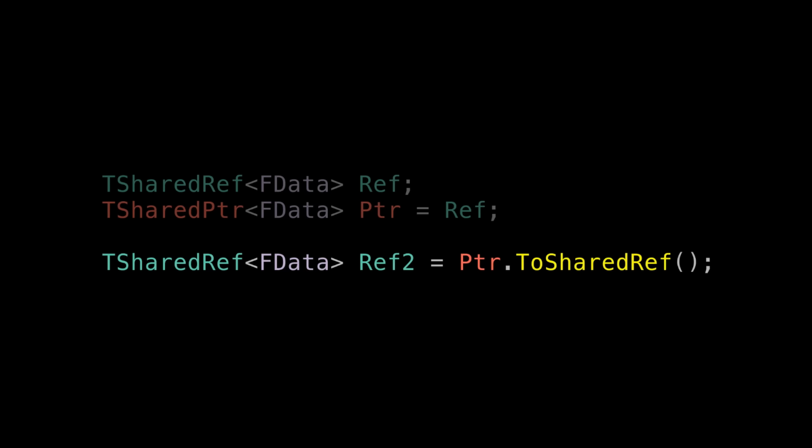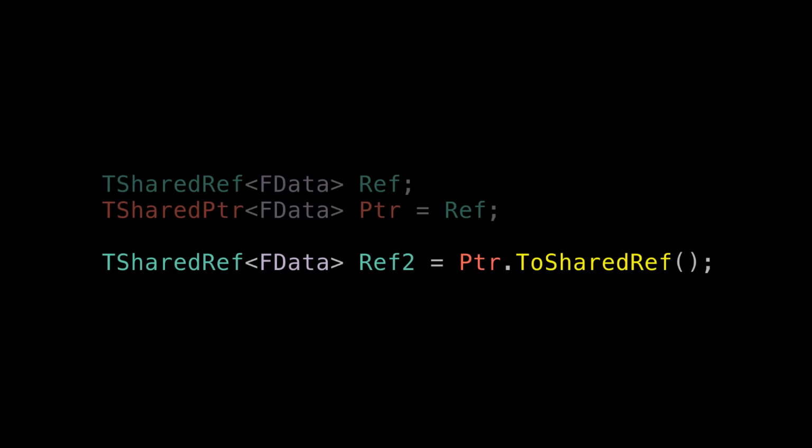It's a downcast, so it has to be done explicitly, and because it goes from a weaker guarantee to a stronger guarantee, it's possible for it to go wrong. So there's an assertion in here that will fire if you try to turn a shared pointer that's currently null into a shared ref. Doesn't work.